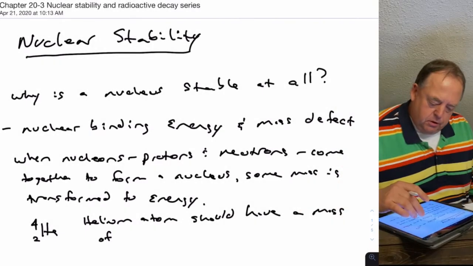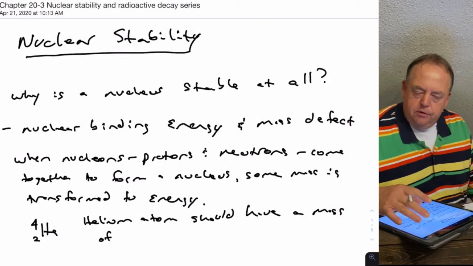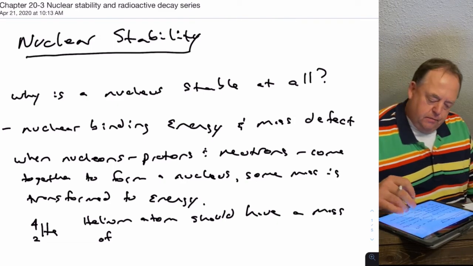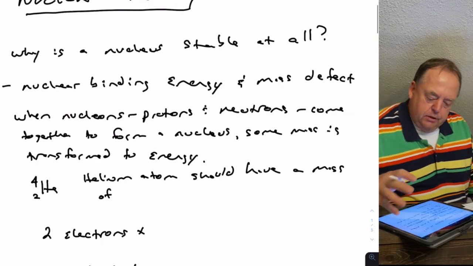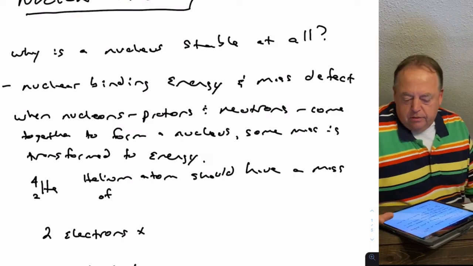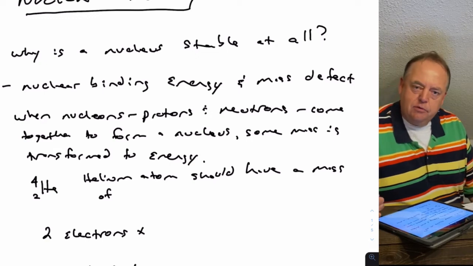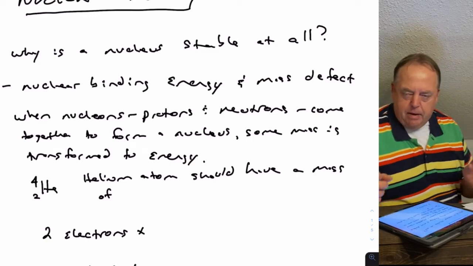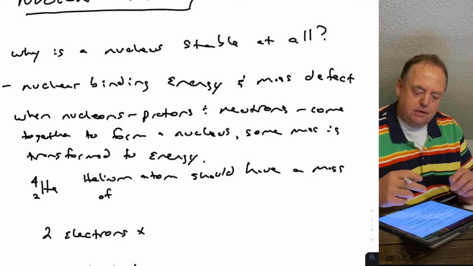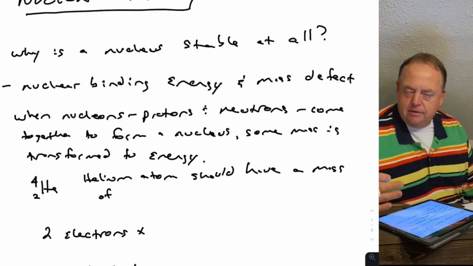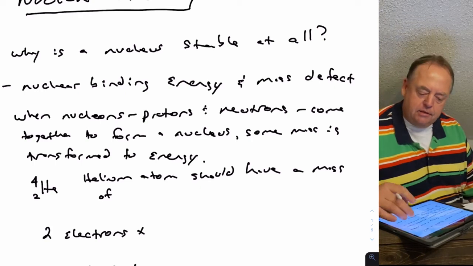Okay, so in this lecture we'll cover this concept of nuclear stability and then also nuclear decay series. So why is a nucleus stable at all? It doesn't seem like it should be stable, because compared to an electron cloud, a nucleus is about 100,000 times smaller. So how is it that you can pack so many positively charged protons in such a small space? Because obviously positives are going to be repelled by other positives.